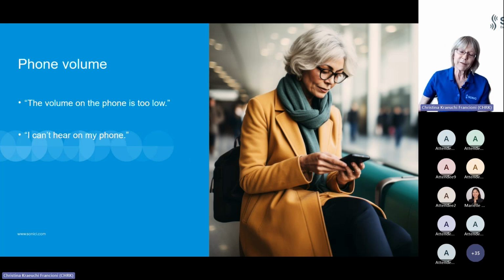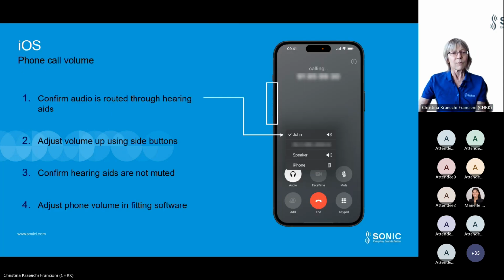Now, the last very frequent connectivity issue I would like to talk about is the phone volume. The hearing aid user receives a call and the volume is much too low, or says, "I cannot hear on my phone. If a call arrives, I cannot really understand." So hearing aid users may experience phone volume issues, even if everything is connected properly. This may happen. What would you recommend for iPhone users?